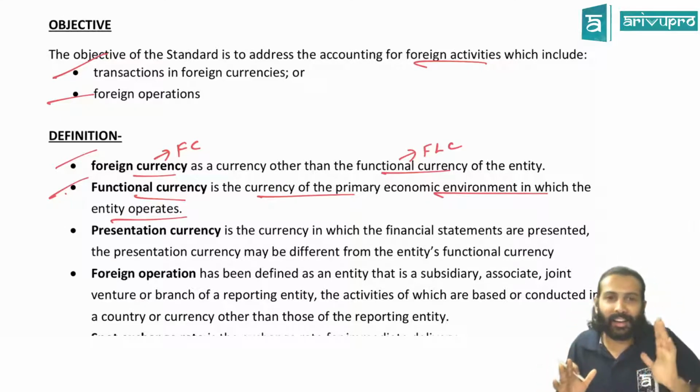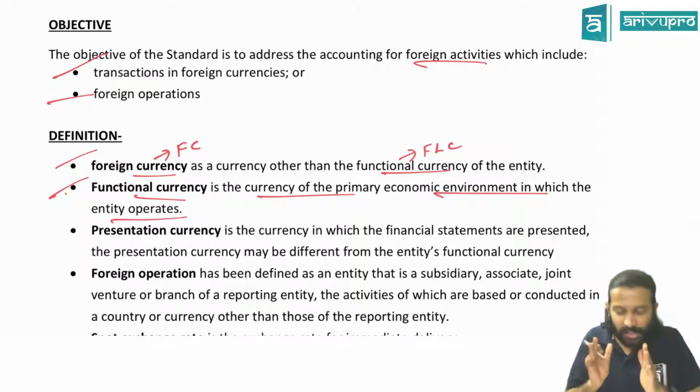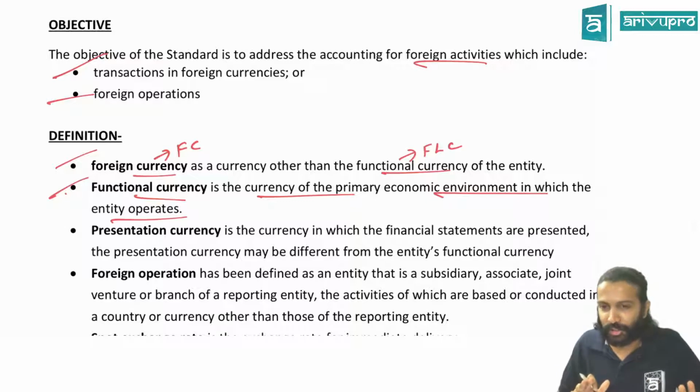Anything other than INR is a foreign currency. That's how you used to do your accounting, correct? Take that first pointer out from your head. Just because you are in India does not mean your functional currency is rupees. That means even Indian companies can have a functional currency other than INR.